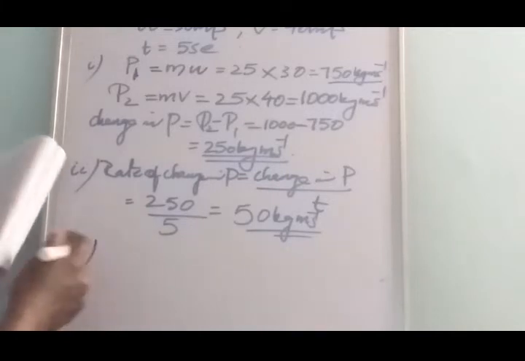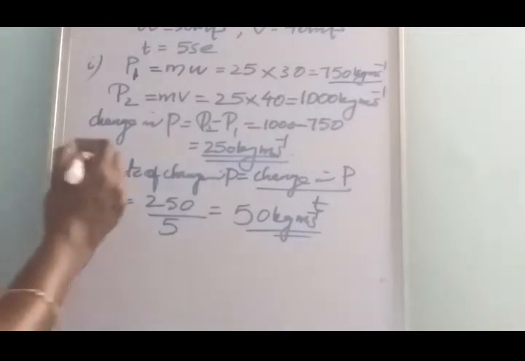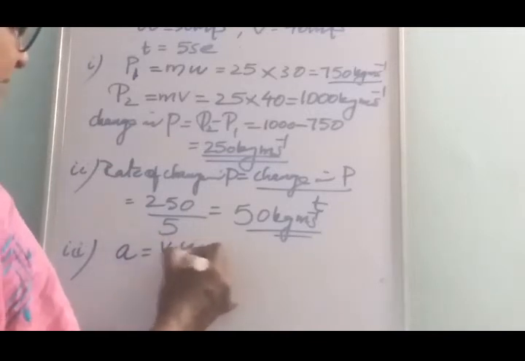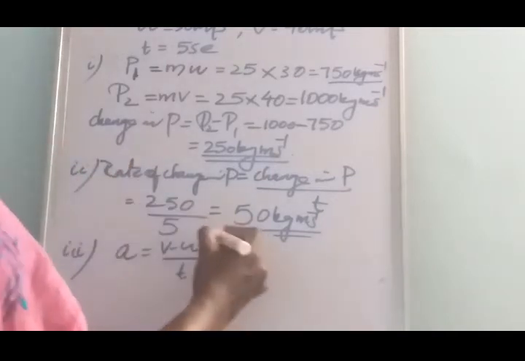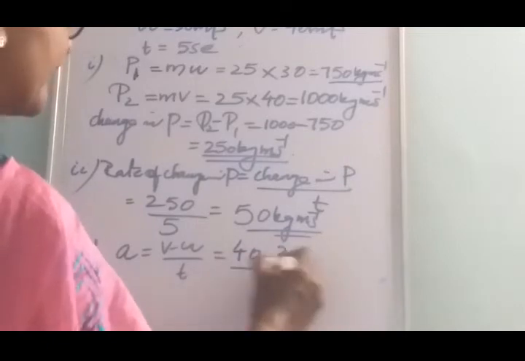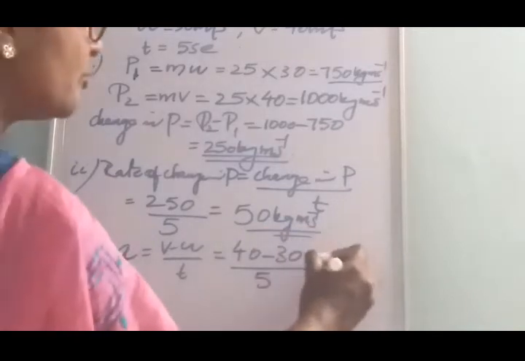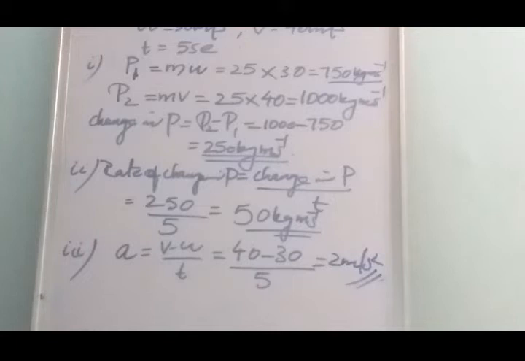Next we have to find the acceleration produced in the body. You know the equation: a is equal to change in velocity by time, v minus u divided by t. V here is 40, u is 30, divided by time 5. So it is 10 by 5, which is 2 meter per second square. Acceleration a is equal to 2 meter per second square.